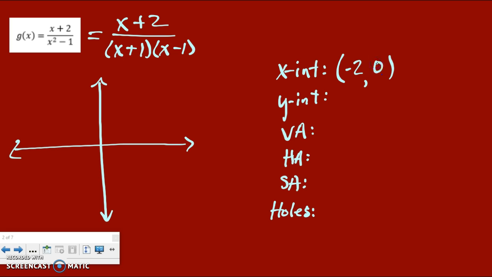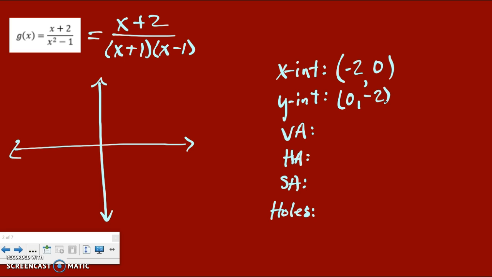If I want to find the y-intercept, we know that you just plug in 0 for x and solve for y. Well, if you plug in 0, you get a 2 on top, a negative 1 on bottom. Well, 2 divided by negative 1 gets you negative 2. There's your y-intercept.